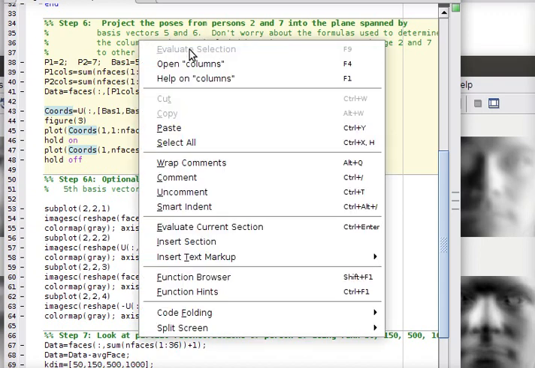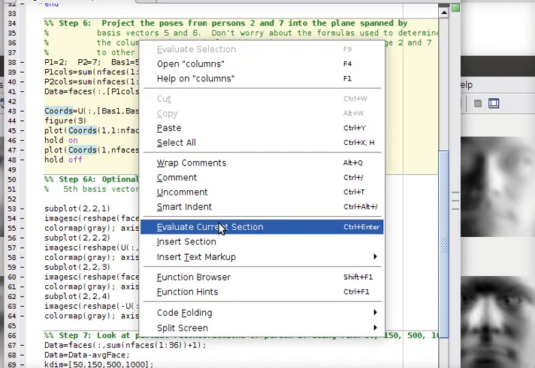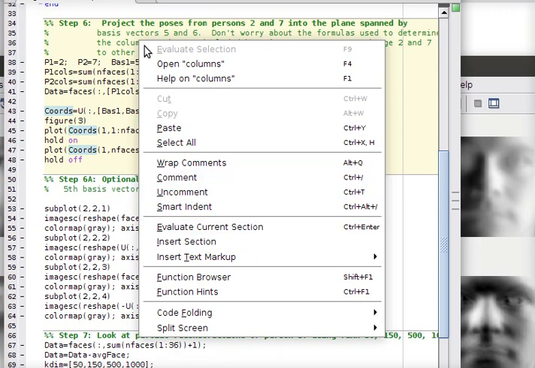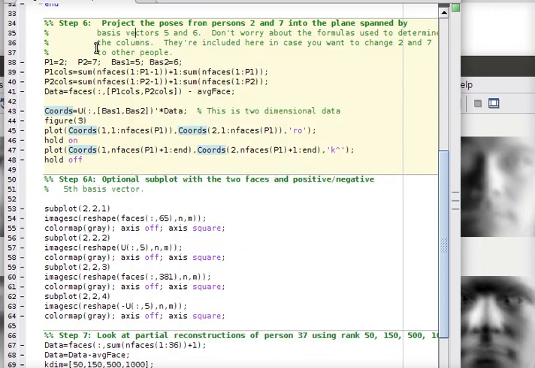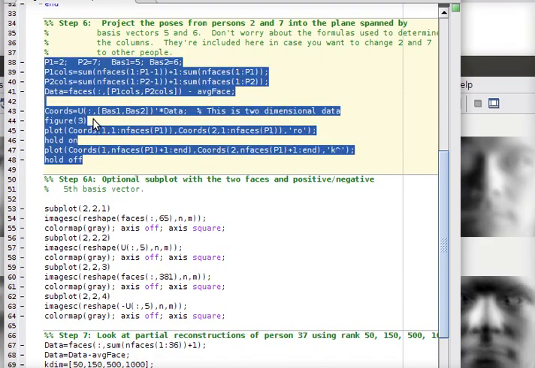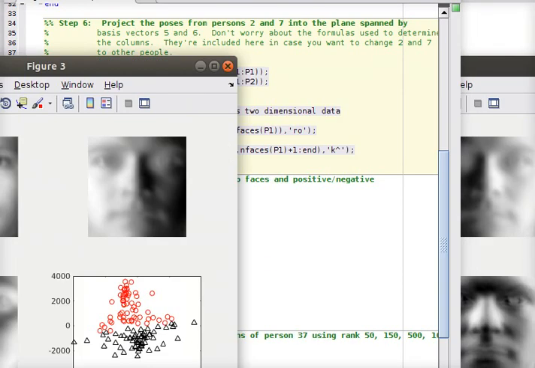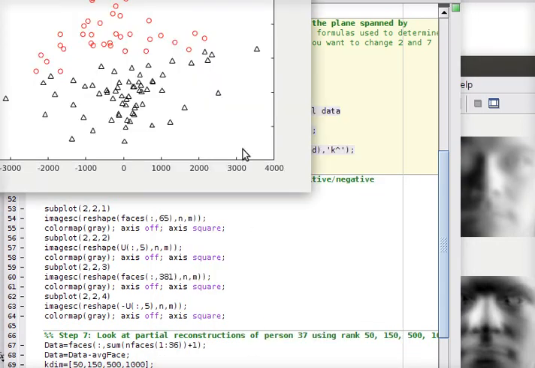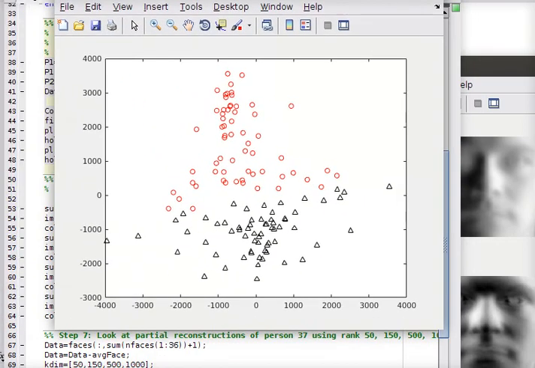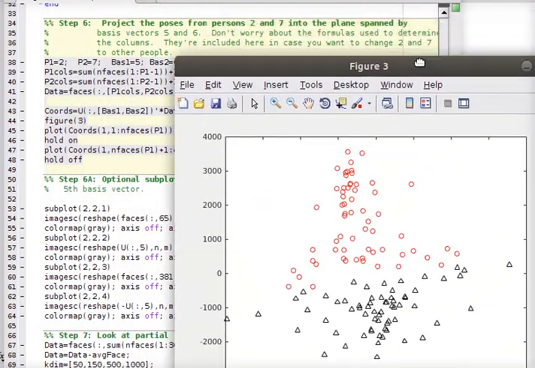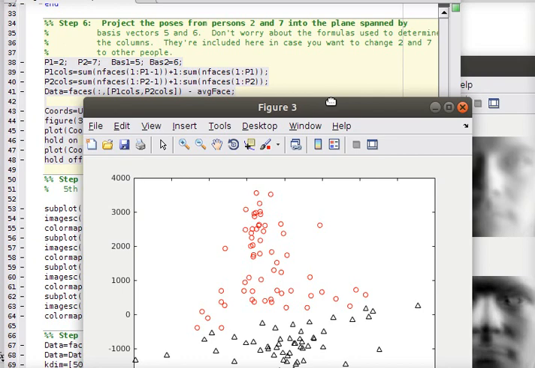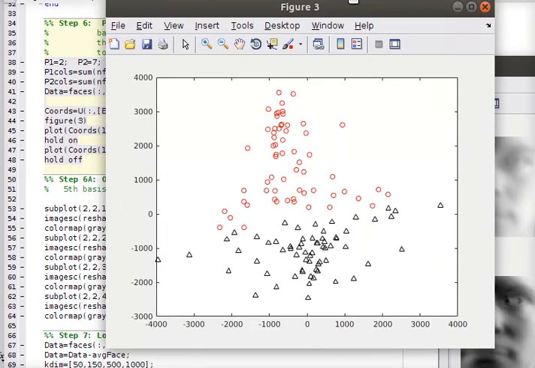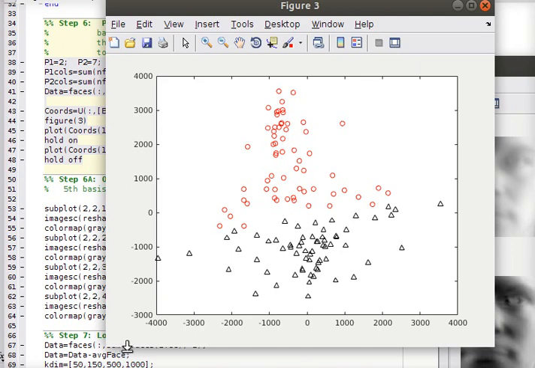Okay, so in here I'll just evaluate the selection. Oops. Let me get rid of figure 3 and redo that. Evaluate selection. There we go. Okay, so this is projecting the poses from person 2 and the poses from person 7 into the 2 basis vectors 5 and 6. So 5 is down below here and 6 is above.